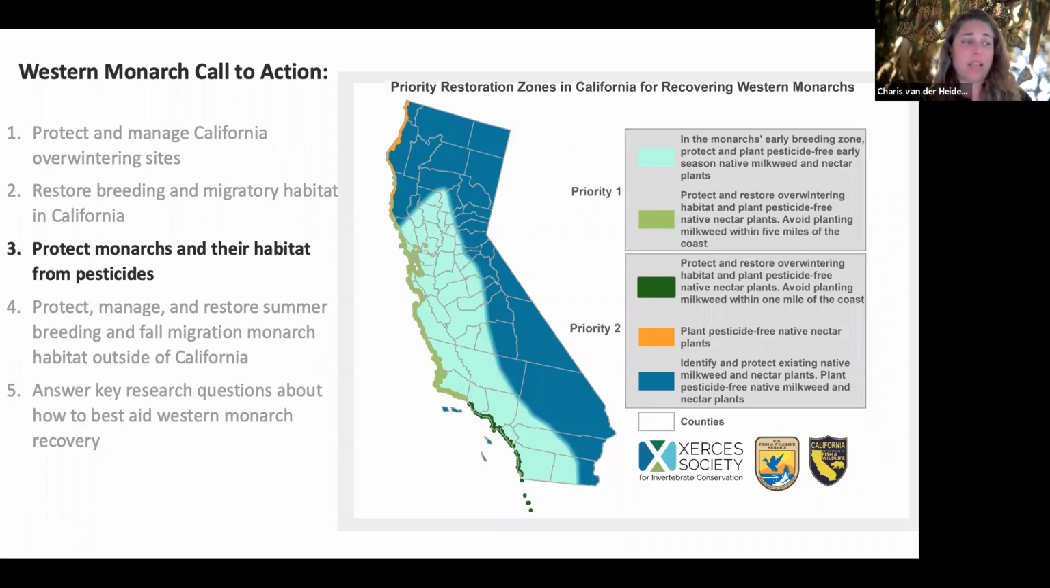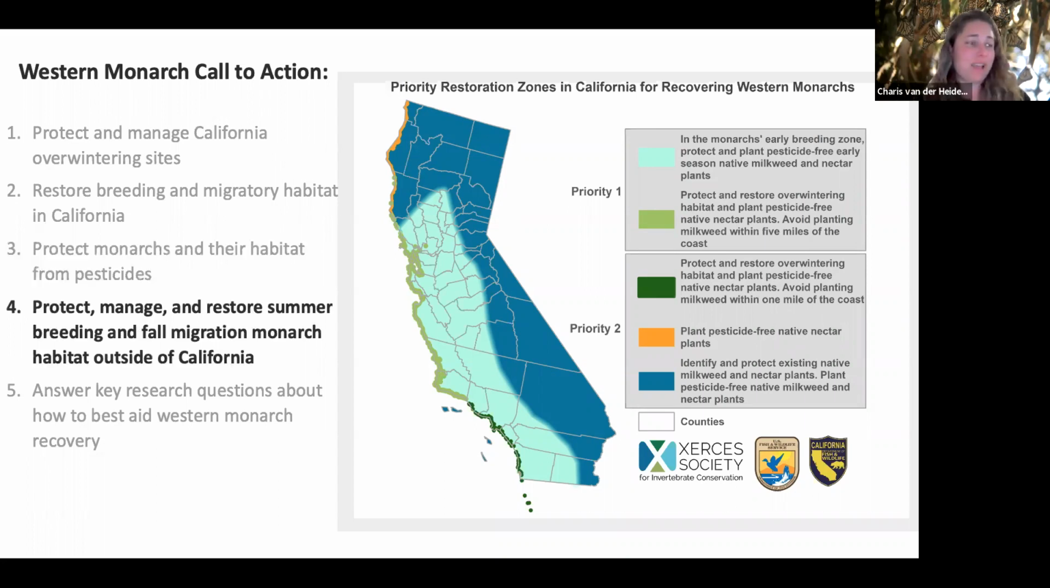Also advocate to limit the use of pesticides and herbicides, and buy organic and support local organic farms and school gardens and everything that this program's about. Okay, 4, protect, manage, and restore summer breeding and fall migration monarch habitat outside of California. That's very similar. We'll move on.